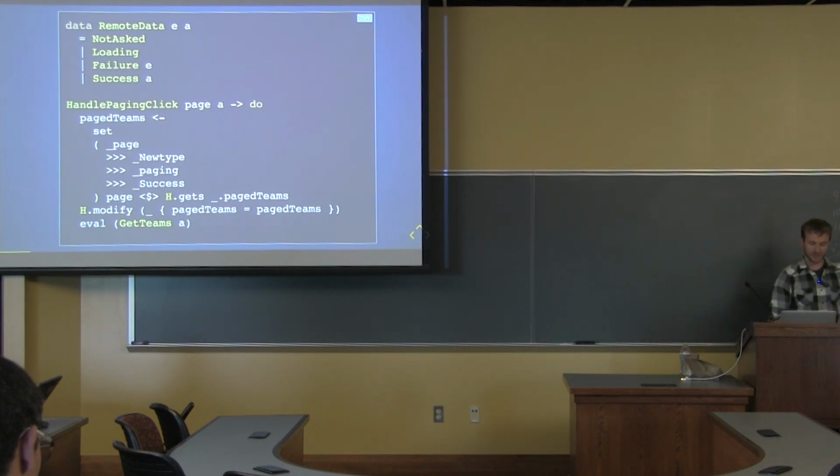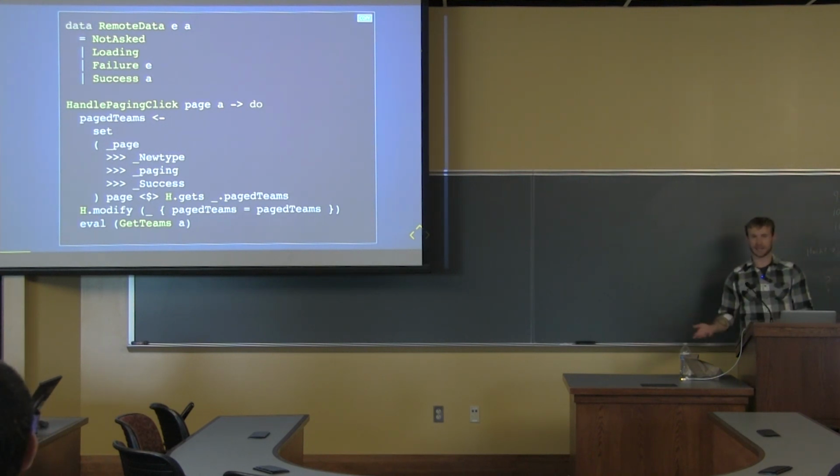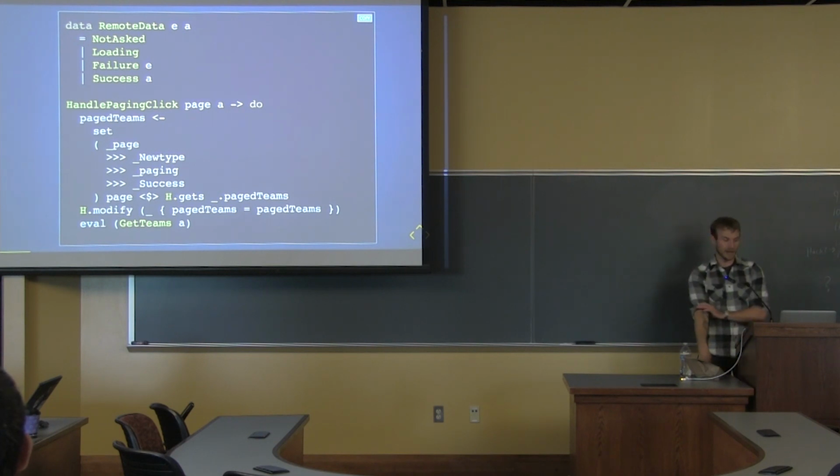And so this is kind of similar to what we already did. This is our lens, and this is the value that we want to set it to. And I'm mapping it because when you call h.gets, it's wrapped up in the state monad.